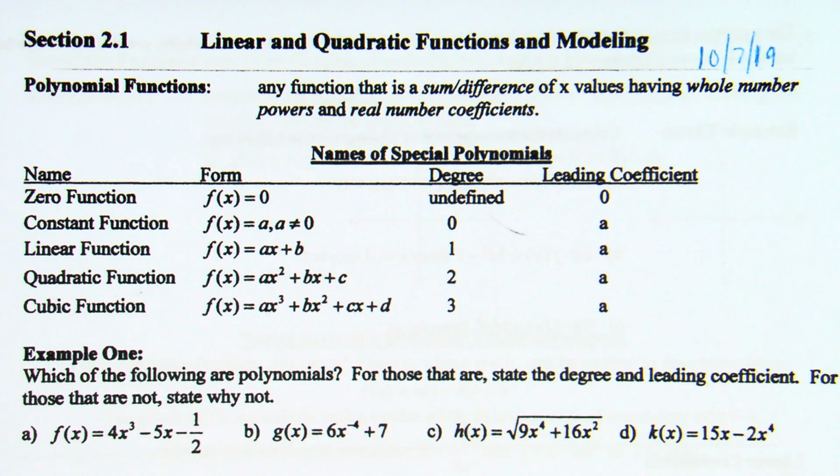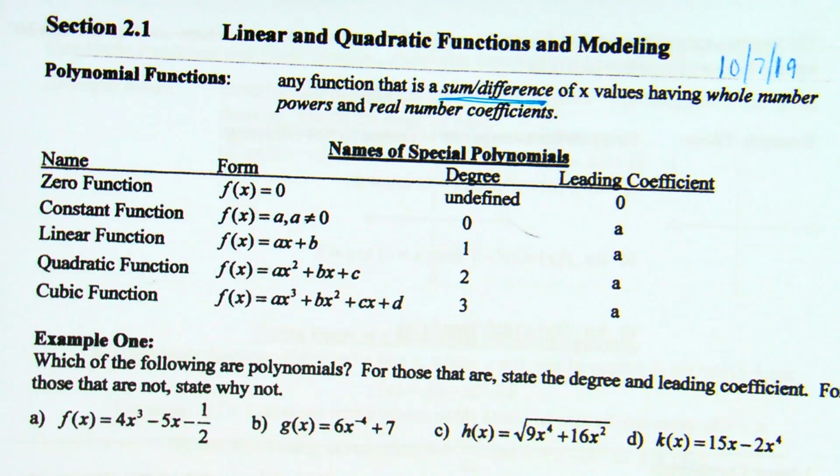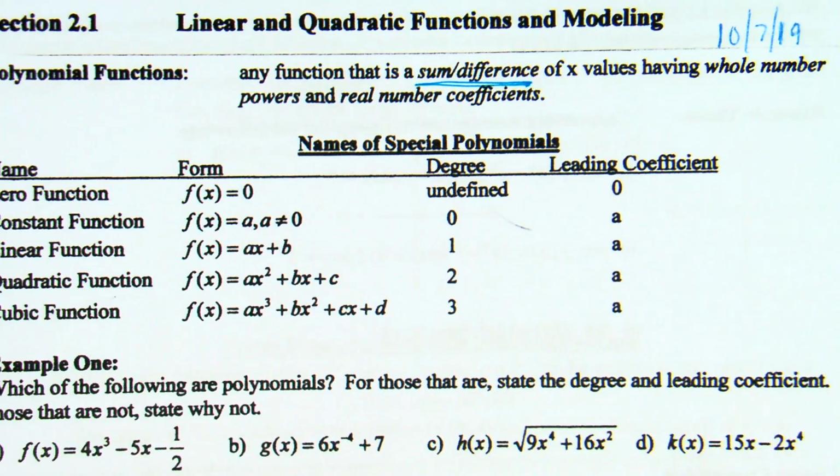There's a chart here with the names of special polynomials. One that we'll talk about is the zero function, f of x equals 0. Well, what's another name for f of x? y. So this is the same thing: y equals 0. Degree-wise, it's undefined just because it's 0. And the leading coefficient is always the number out front of the highest power, so this is 0.